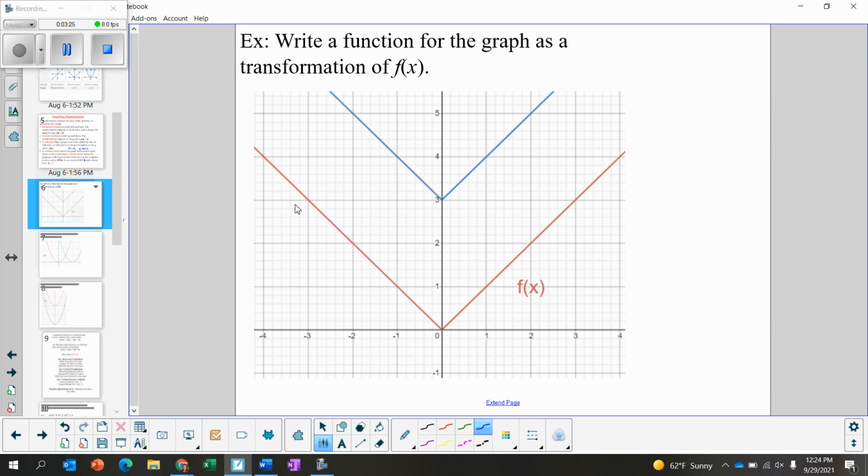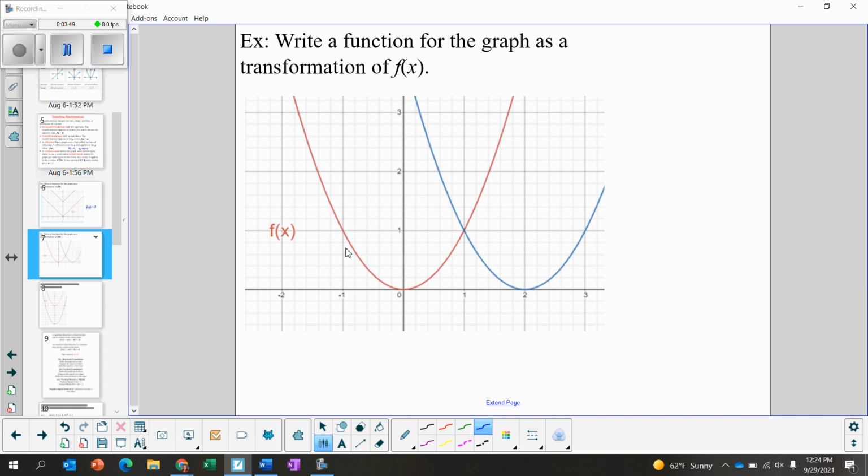So let's look at this. The original function is here in red, the f of x, and we want to write a function comparing it to f of x. So really what happened is my vertex point started at 0, 0, and it went up 1, 2, 3. So that means we're adding 3, not to the x value, but to the y value. Up 3 looks like that.